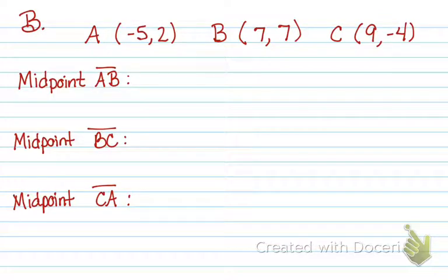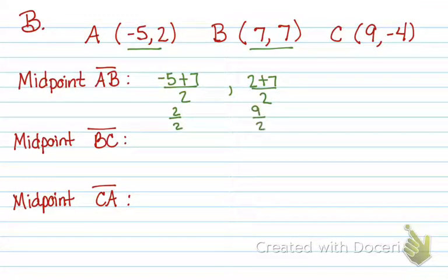So this one is a triangle of some type, and you have 3 points, and I want you to find the midpoint between A and B. So when we start with A and B, we're talking about just this coordinate and this coordinate. So we're going to add again the x's, so -5 plus 7 divided by 2, and then add the y's, 2 plus 7 divided by 2. And that's going to give us 2 divided by 2, which equals 1. And then 9 divided by 2, and we can leave it as 9/2. So our final answer for the midpoint of A to B is going to be (1, 9/2).